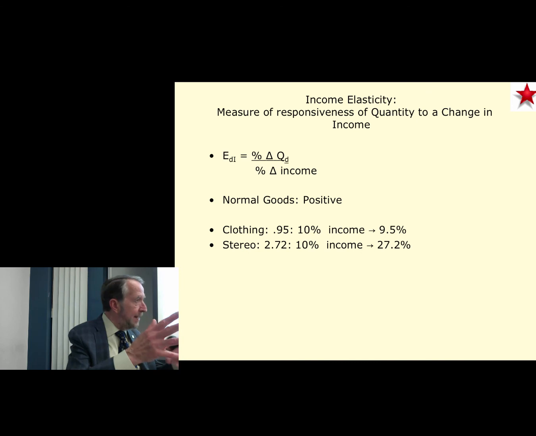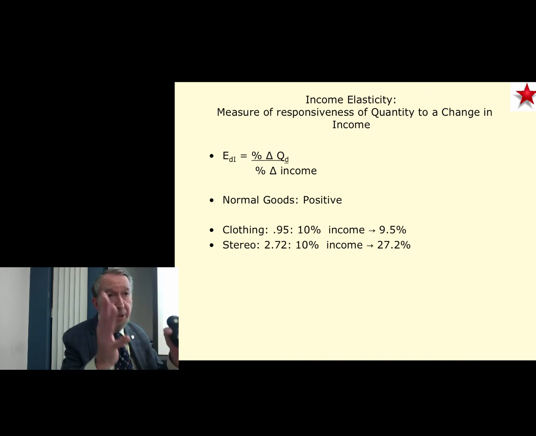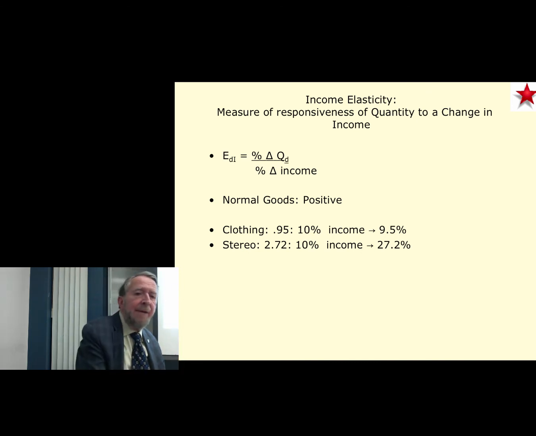Income goes up, that's the denominator. Quantity purchased goes up, the numerator. The ratio would be positive. And here are just some examples of estimates of these elasticities.